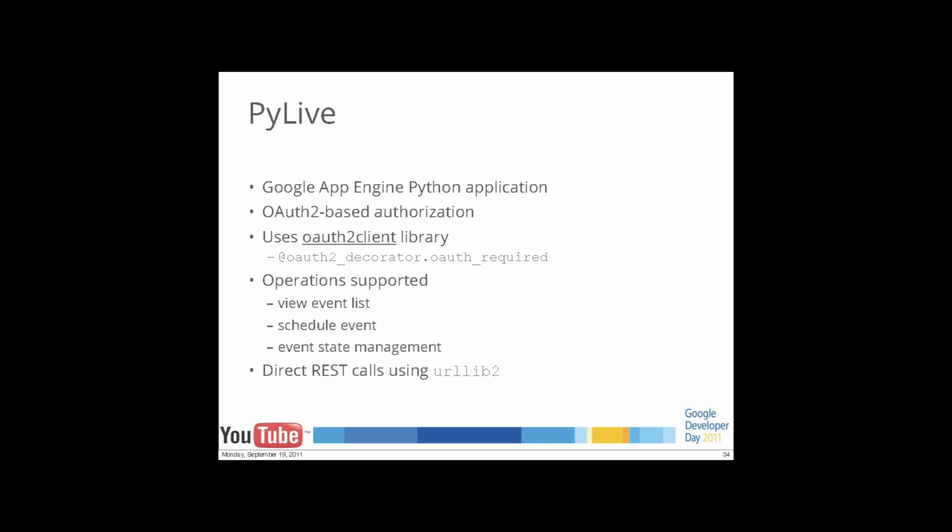All I needed to do is decorate some of my handlers using the OAuth2 decorator, the oauth_required decorator and annotation, and that was it. So it makes the OAuth2 processing very easy. And then I'm using urllib2 to make the RESTful API invocation. So this stuff is all very easy.